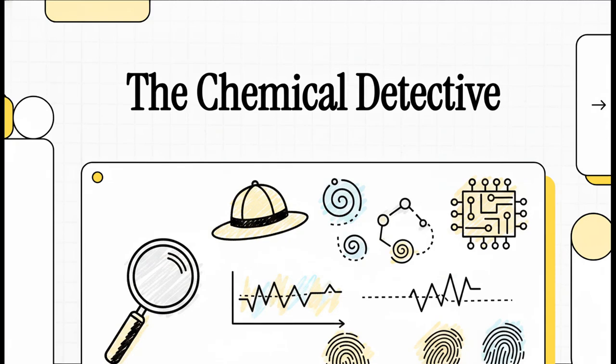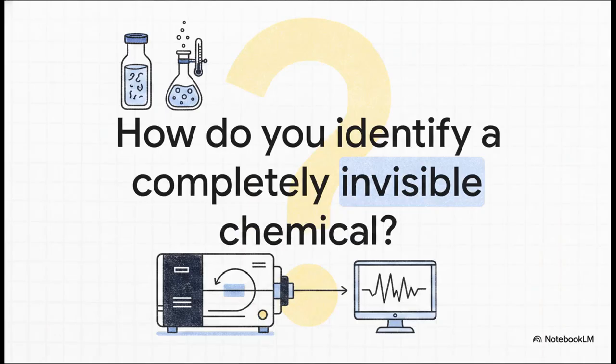Welcome to this explainer. Today, we're putting on our detective hats, but instead of dusting for fingerprints at a crime scene, we're diving into a microscopic mystery. We're going to explore how we use computerized matching of spectra, specifically using powerful algorithms to compare digitized mass spectra against massive databases to identify completely unknown substances. Okay, let's dive into this.